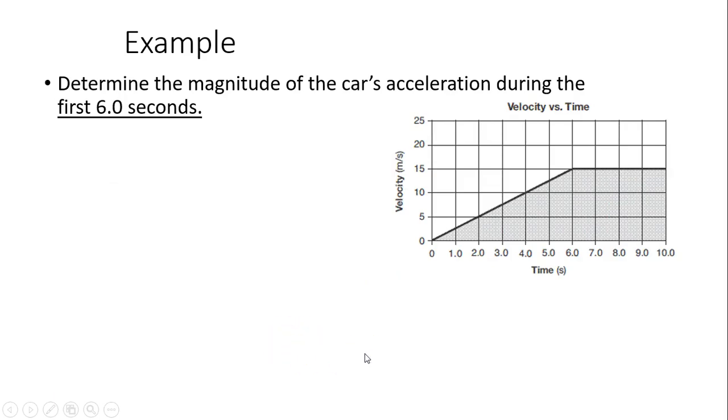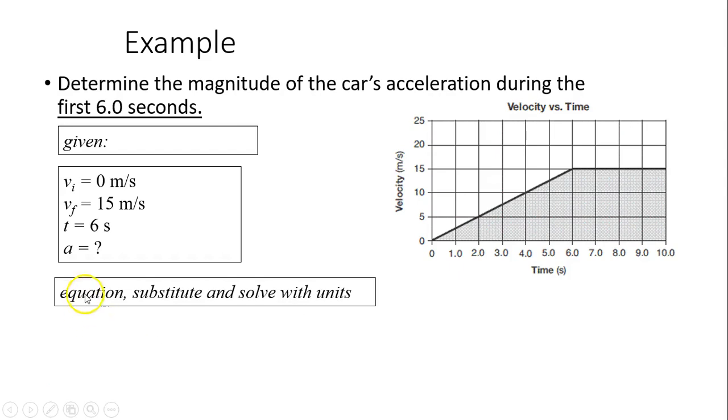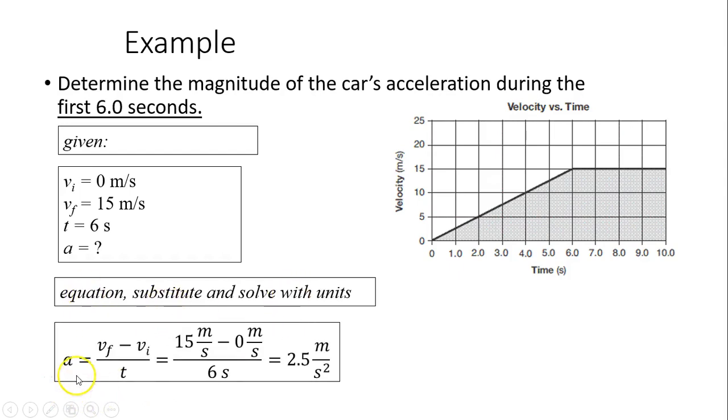Determine the magnitude of the car's acceleration during the first 6 seconds, according to this graph. Now you have to figure out what's given in the graph. The time is given to you, and the initial speed and final speed. Initial is 0. You start from 0, and at 6 seconds your speed is 50 meters per second, and the time interval is 6 seconds. What is acceleration? Write down the equation, substitute, and solve.